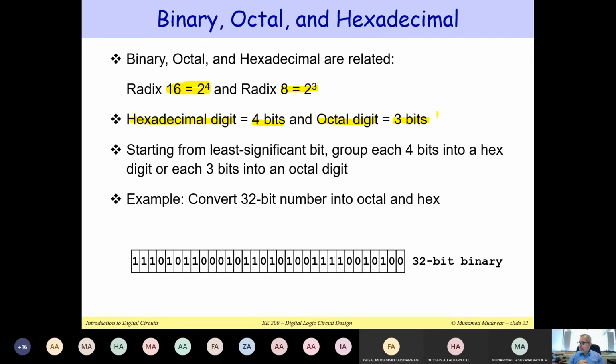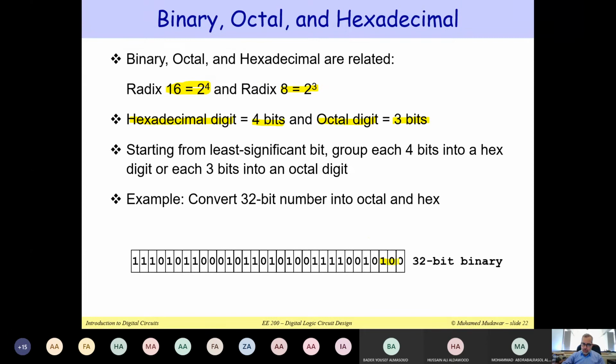Students, are you with me? How do I convert this number to octal? Anyone? By grouping, yes. Well, how do I group them? From right to left. Yes. Well, I would like to convert it to radix 8. So the group will consist of how many bits? 3 bits. Yes.